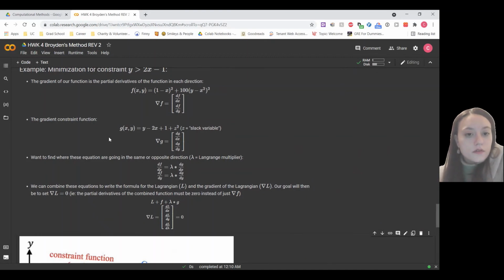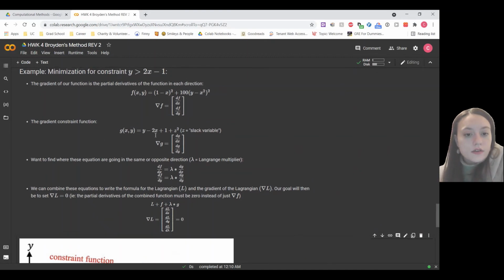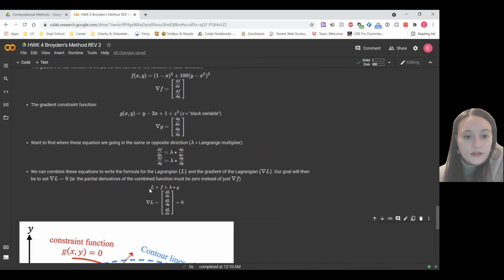So once we have these equations for f, our contour line, and g, our constraint function, we can then combine these using our Lagrange multiplier to find an equation for the Lagrangian. So basically, the idea here is that the Lagrangian is accounting for not only the fact that we're trying to minimize f, but we're also trying to account for this constraint.